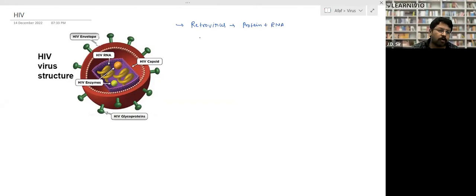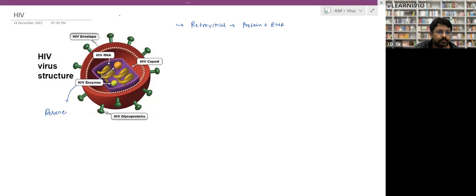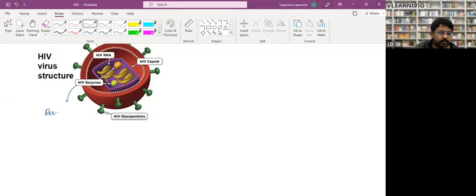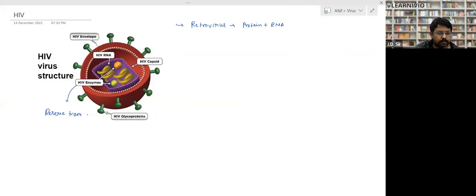Along with the retrovirus RNA, so it's two copies of RNA, along with that there is an HIV enzyme, right? What is the name of the enzyme it contains? The enzyme it has is called reverse transcriptase. Reverse transcriptase. What is the function of reverse transcriptase? Can you tell me?